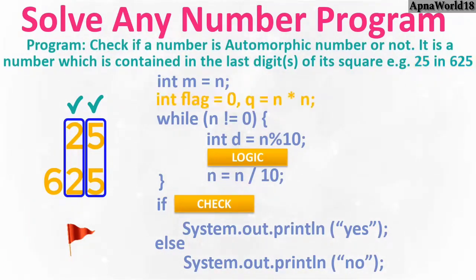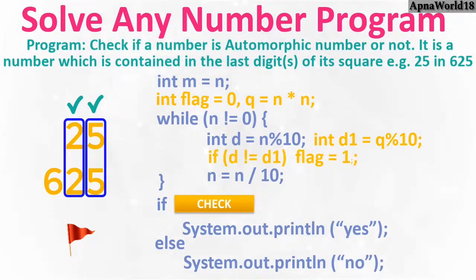So here in initialization, we will set a variable flag to 0 and find the square of the number in another variable q. In the logic section, we will add the lines to extract the digit from the second number, which is int d1 is equal to q%10. We will then compare d with d1. If d is not equal to d1, then we will raise the flag. We also need to divide the number q by 10 to get the next digit of q. In our check section, we just need to check if flag is equal to 0. If yes, the number is automorphic. If no, then it is not.